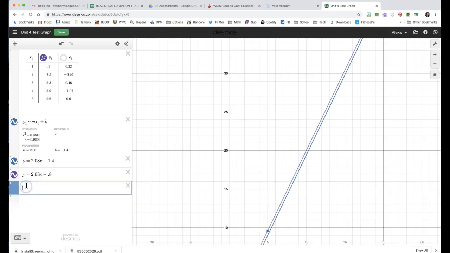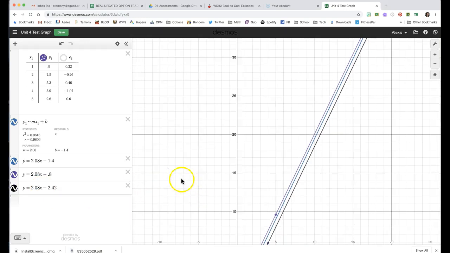Now, if we want the lower bound, y equals 2.08x minus 1.4, now we're going to subtract the smallest value. This one here, we have negative 1.02. So we're going to go minus 1.02, and that's the black line, the lower bound. If you do that actual addition, we get negative 2.42. Okay, so I just simplified those numbers. So that's the equation of the lower bound.